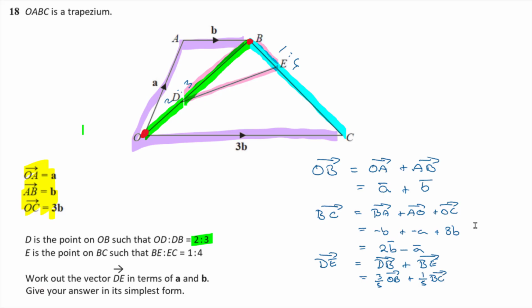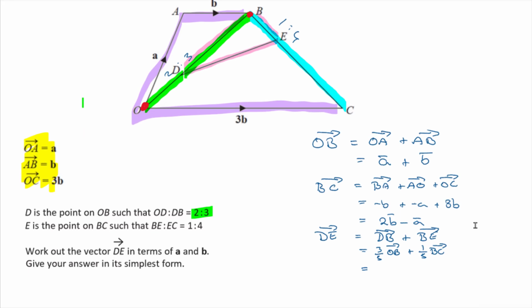Okay, so what have we got then? Running out of space. I might need to push this up a little bit, give myself a bit more room. So 3/5 of o to b, that's 3/5 of a plus b, plus 1/5 of b to c, which is 2b minus a. Okay, so multiplying out the brackets, that is 3/5 of a plus 3/5 of b plus 2/5 of b minus 1/5 of a.